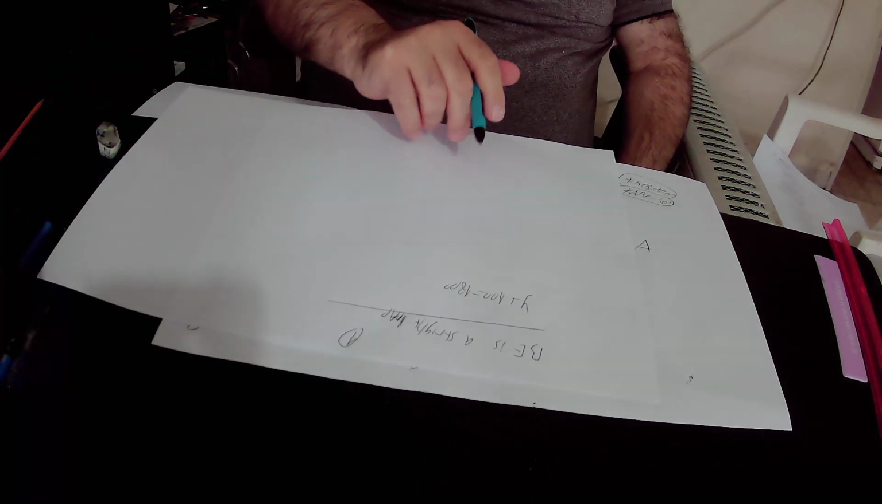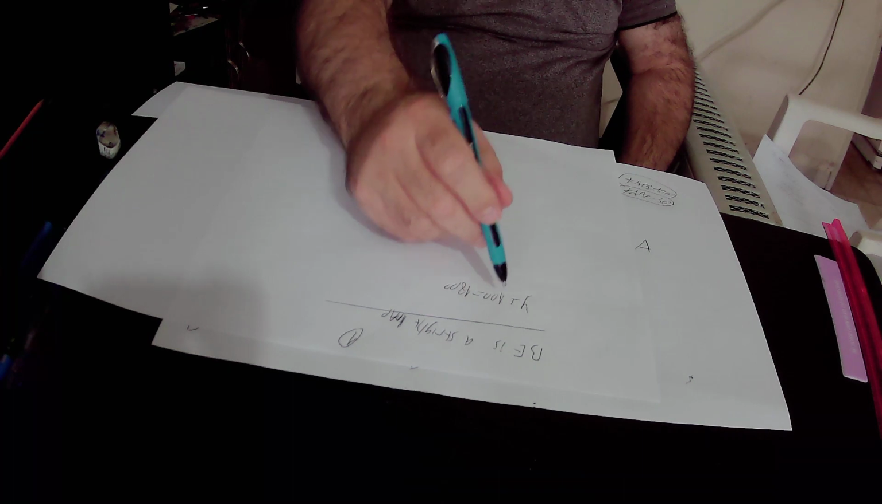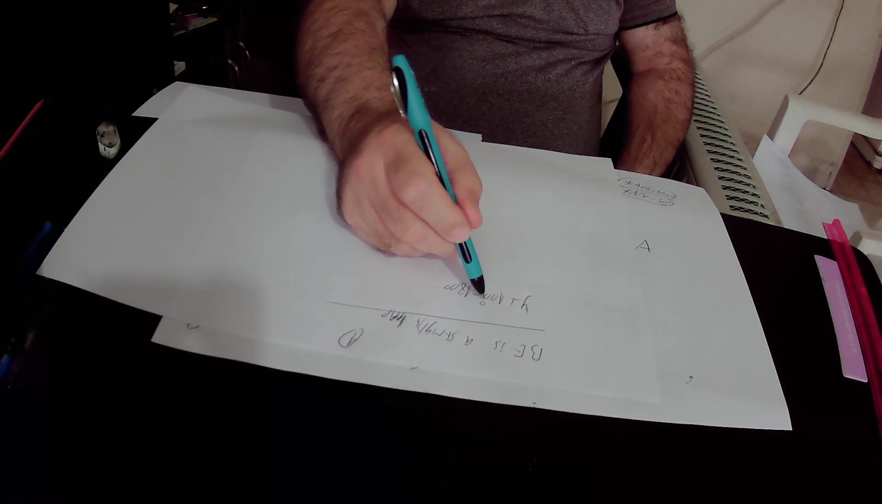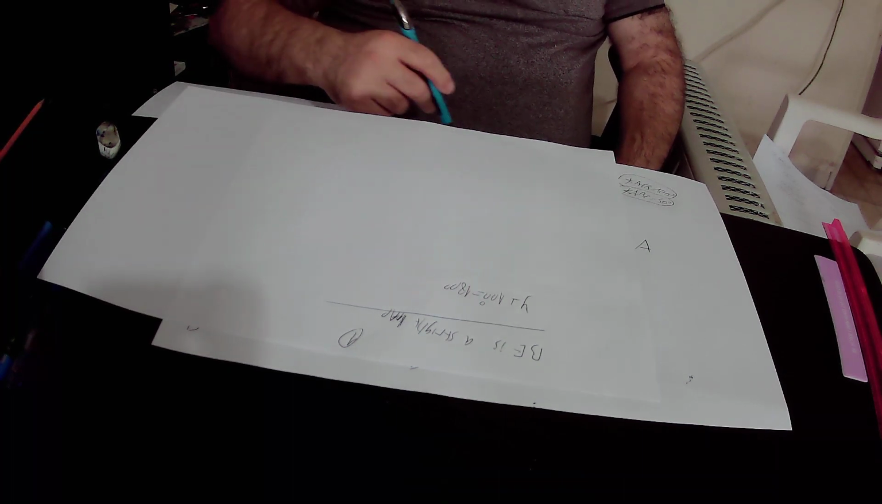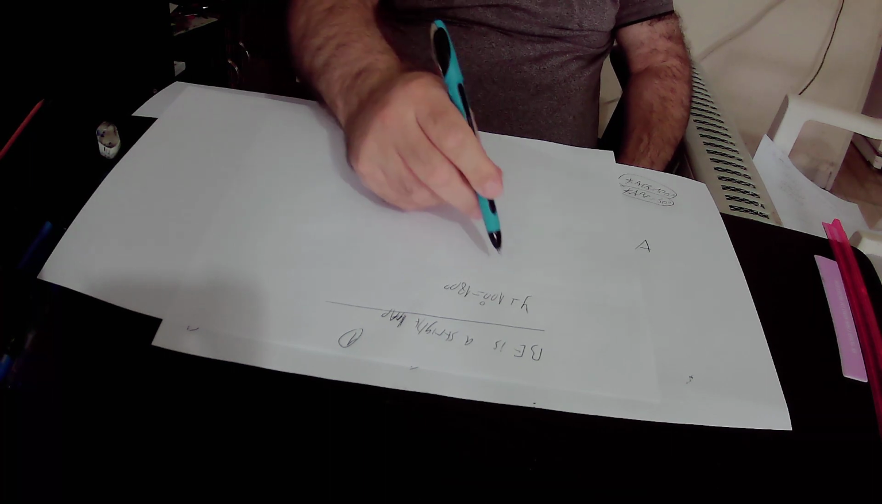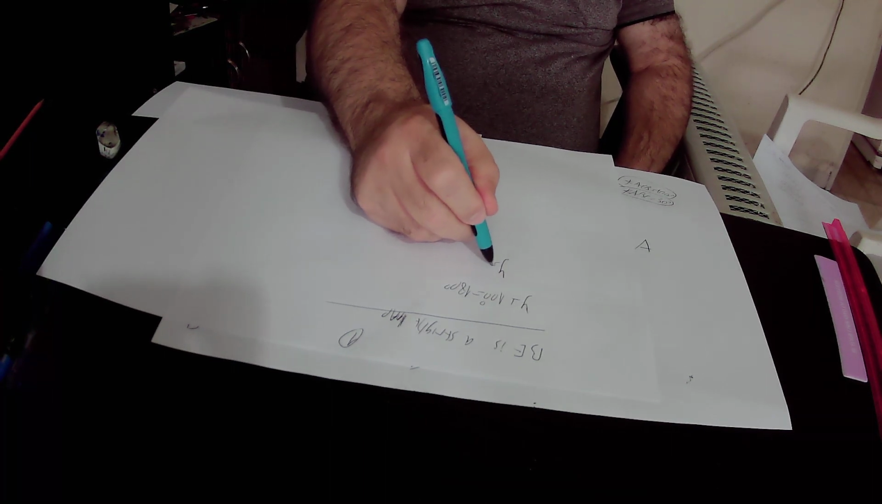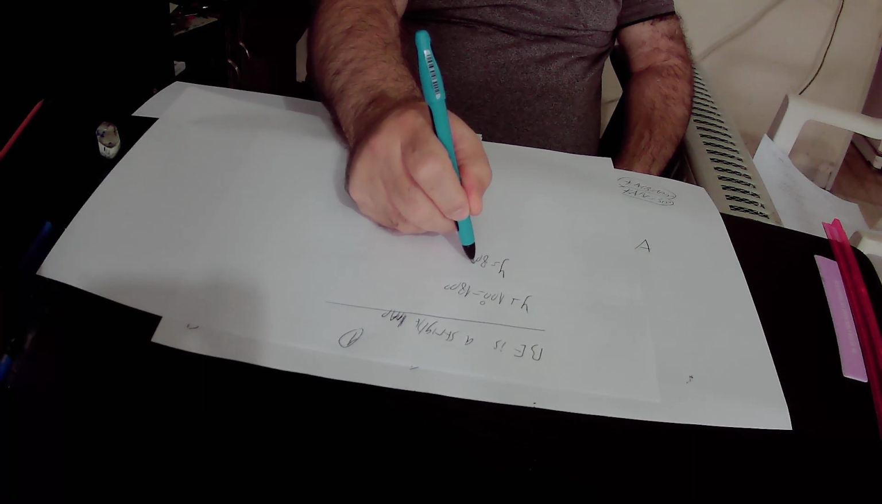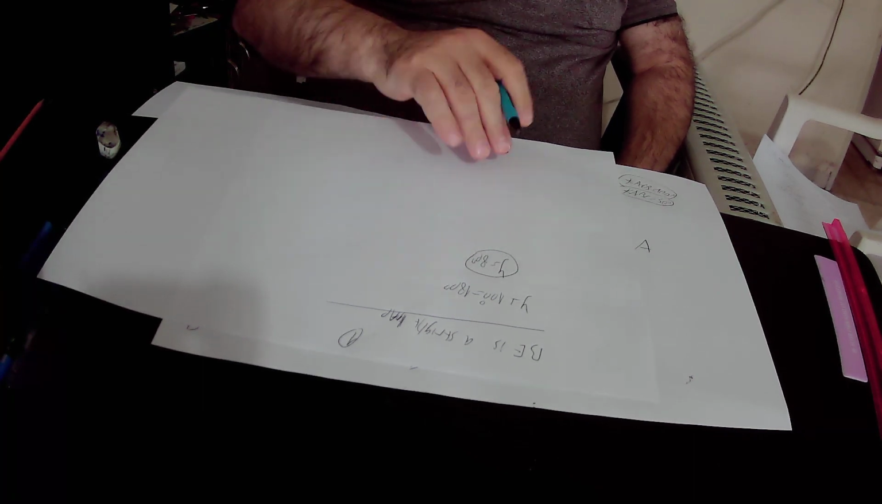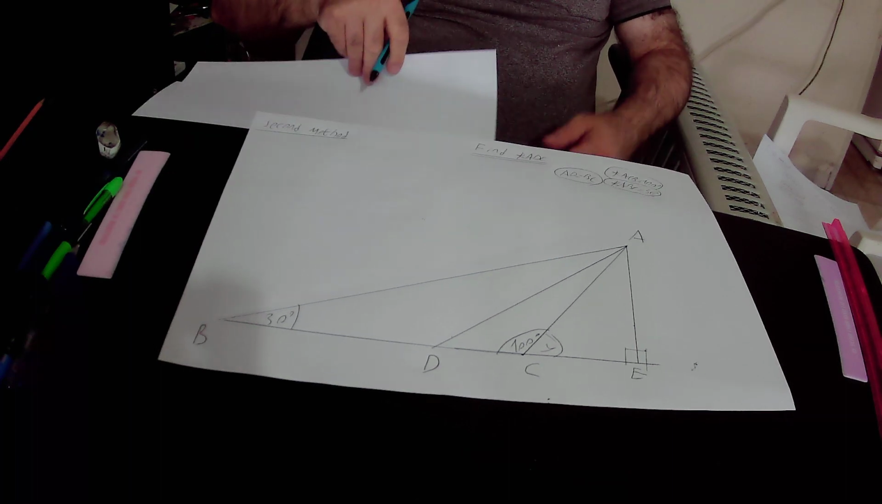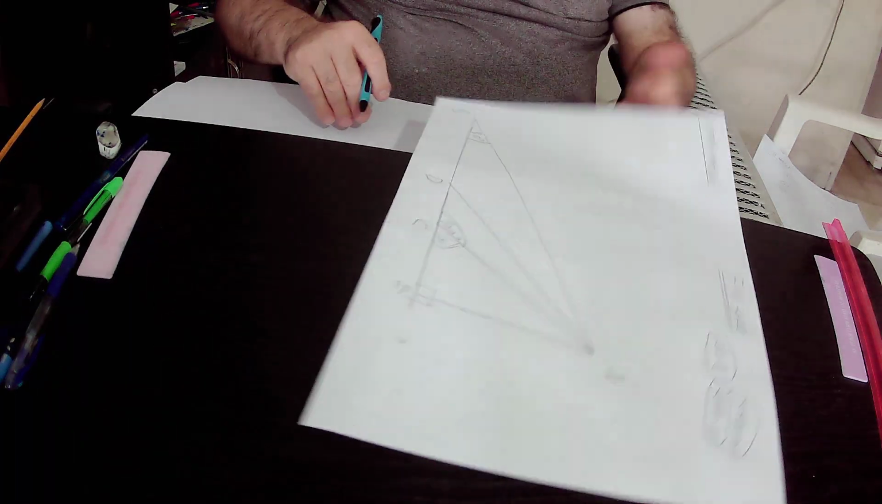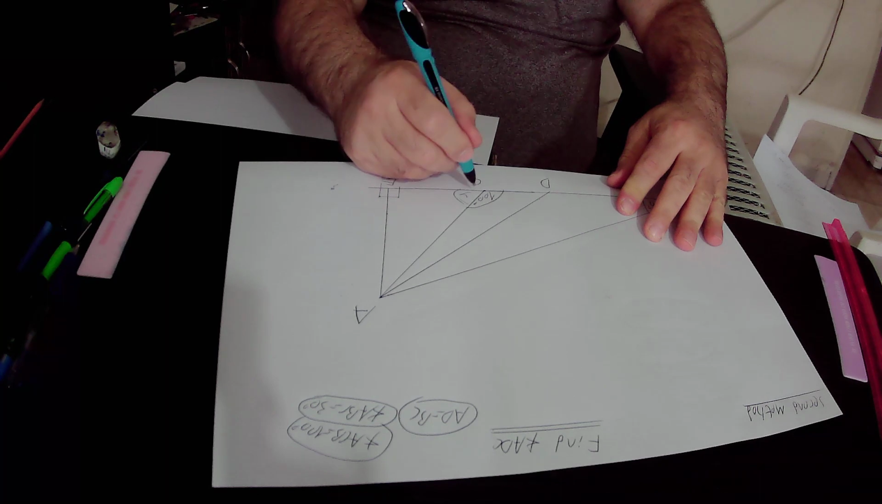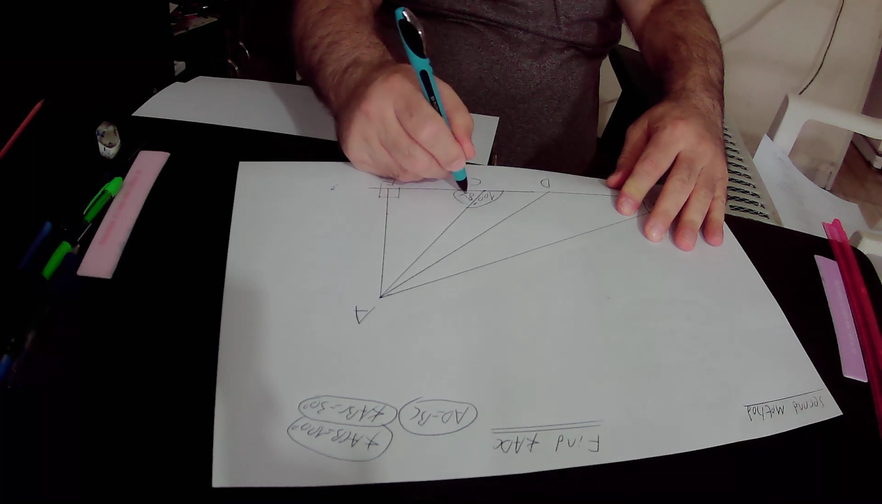Angle Y plus 100 degrees must be equal to 180 degrees. Here we subtract 100 degrees from this equation, and we get that angle Y equals 180 degrees minus 100 degrees, which equals 80 degrees. So we found out that angle Y equals 80 degrees. You can write down here that angle Y equals 80 degrees.